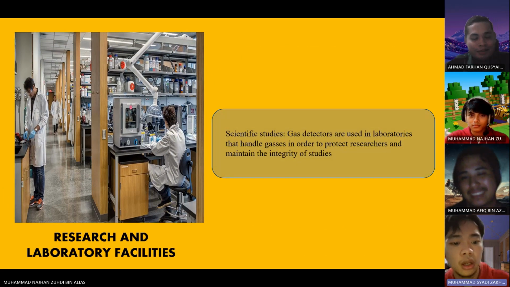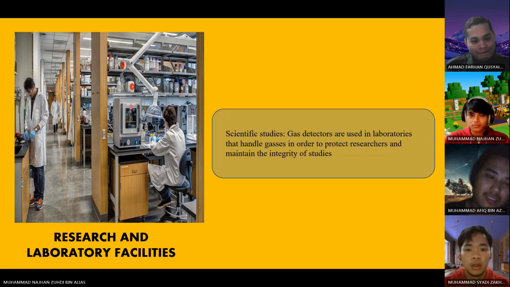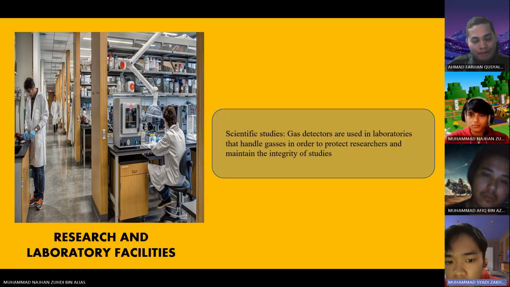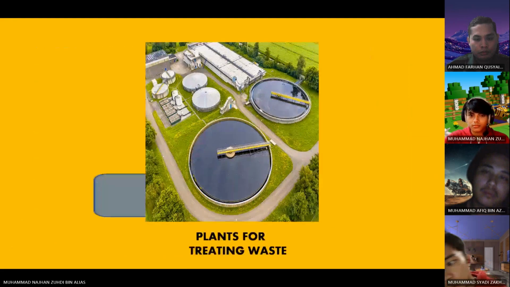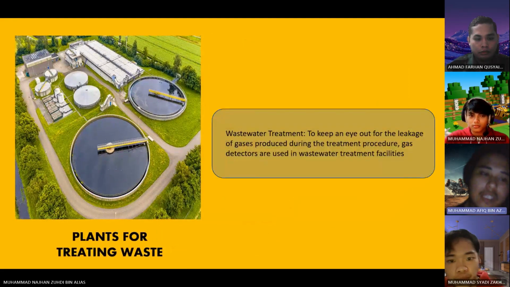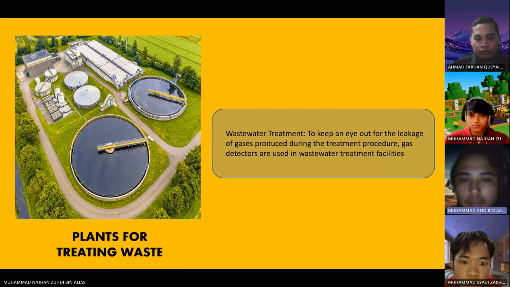So next one is research and laboratory facilities. Gas detectors are used in laboratories that handle gases in order to protect researchers and maintain the integrity of studies. Next is for plants treating waste. It is to keep an eye out for leakage of gases produced during the treatment procedure. Gas detectors are used in wastewater treatment facilities.